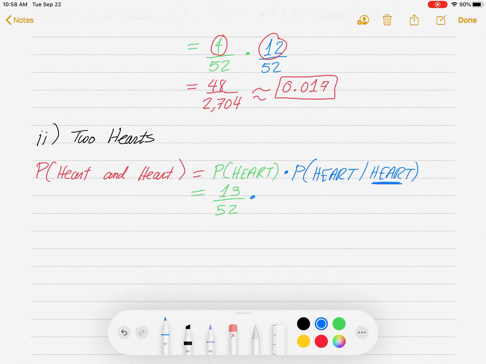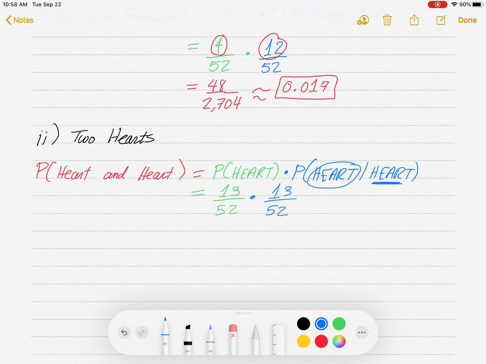But remember, the card's going to get replaced. It's going to be put back in the deck. So we still have 52 cards in the deck. What's the probability of getting a heart, given we got a heart? How many hearts are there? Still 13, because we put that first card back in the deck. And we still have 52 total cards.